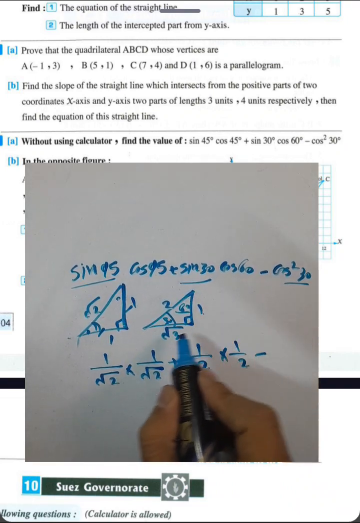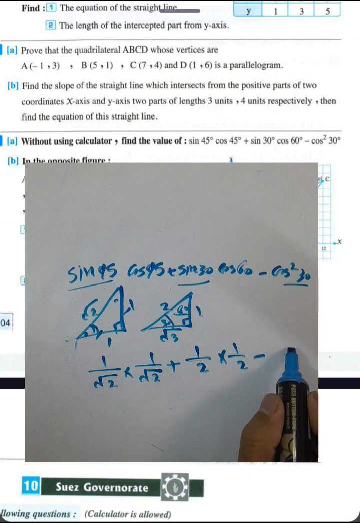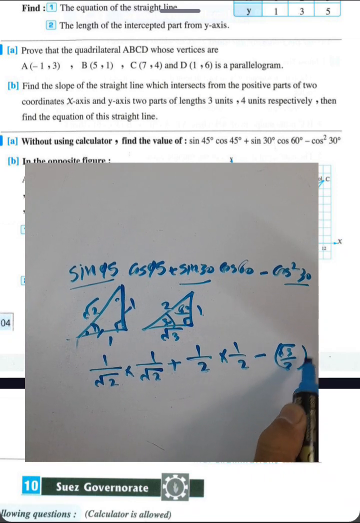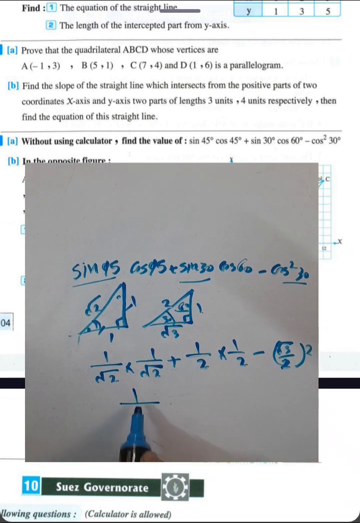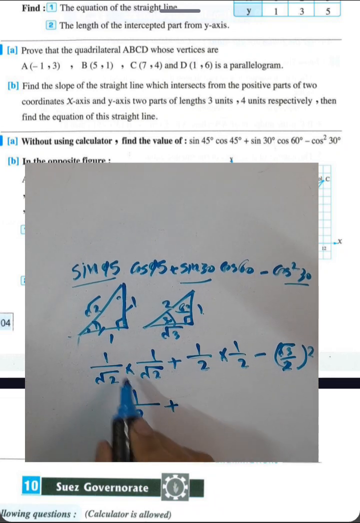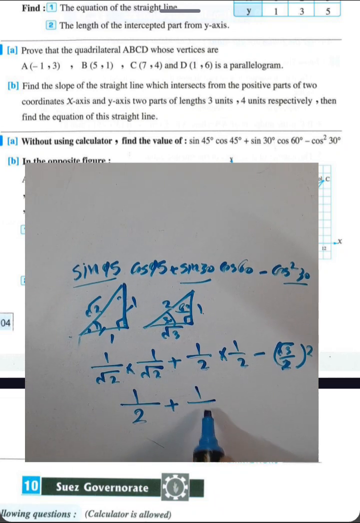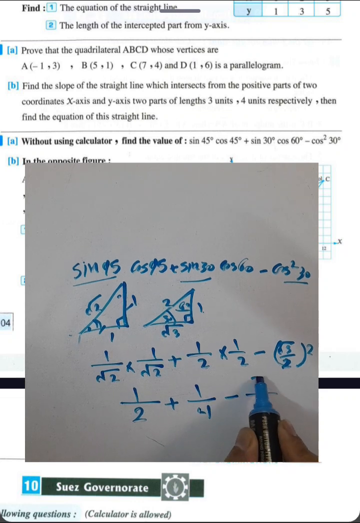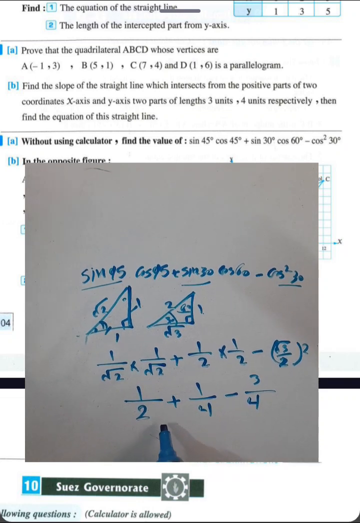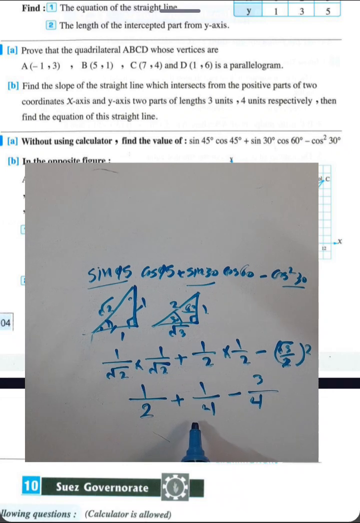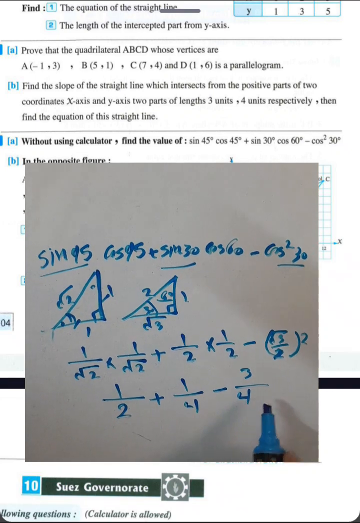Cosine 30 here, adjacent over hypotenuse, root 3 over 2, all squared. Then the multiplication here, 1 times 1 equals 1, root 2 times root 2 equals 2, and plus a quarter, subtract 3 over 4. The result will be 0, because a half plus a quarter is 3 over 4, subtract itself, it will be 0.